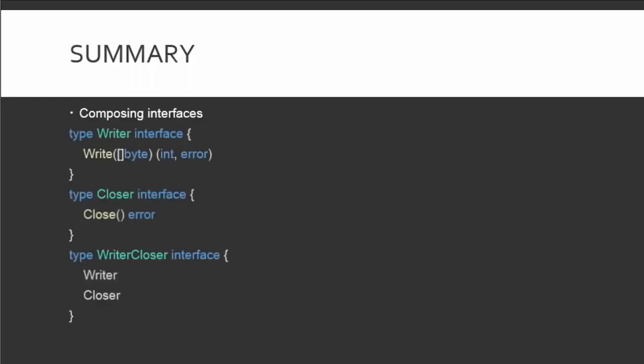So we're going to create multiple interfaces. We have a writer interface and a closer interface. And then when we compose them together, just like when we compose structs by embedding, we can embed interfaces into one another. So we can create a writer-closer interface that embeds the writer interface and the closer interface. To implement that writer-closer interface, you have to implement the write method, because that's defined by the writer interface, and you have to implement the close method as it's defined by the closer interface.